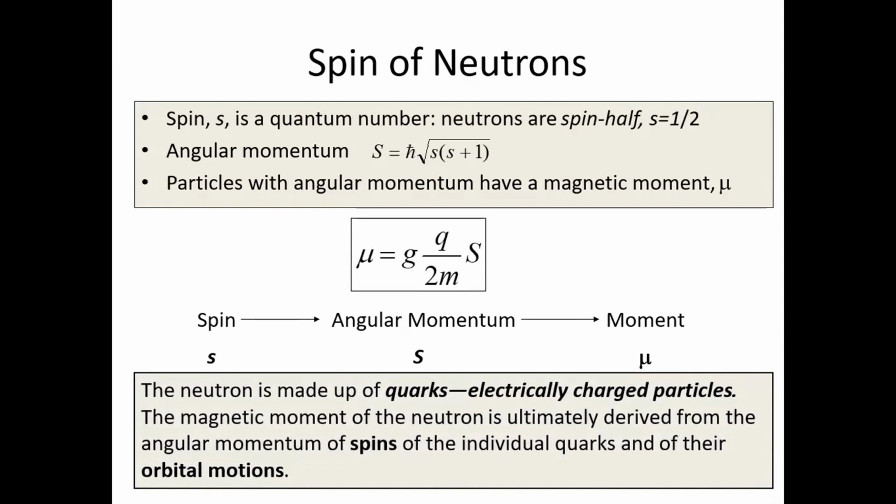So now we know the neutron is made up of quarks. They are electrically charged particles. The magnetic moment of the neutron ultimately comes as a result of the spins of the individual quarks, because they have the orbital motions and they are producing it. So although the net charge is zero, the spinning quarks do produce the angular momentum and the moment.